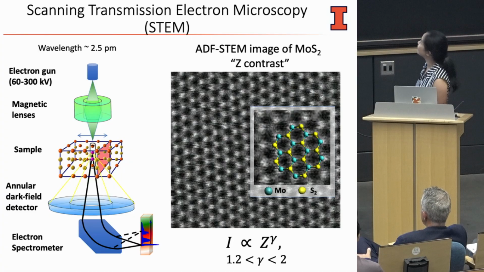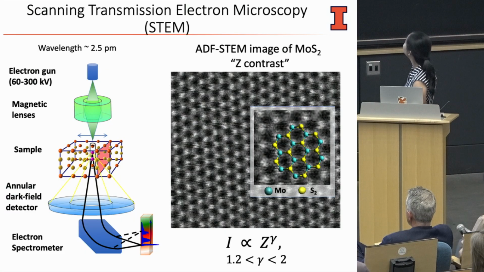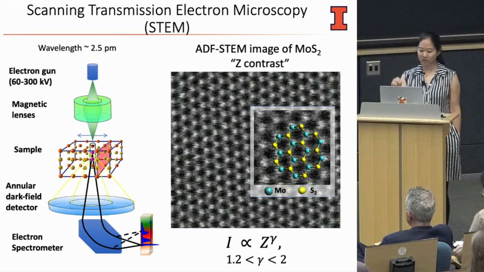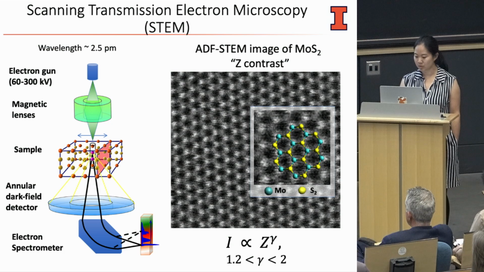And as you can see on the right, we can see single atoms this way. This is an atomic layer of molybdenum disulfide. So you're really seeing individual molybdenum atoms or two sulfur atoms.